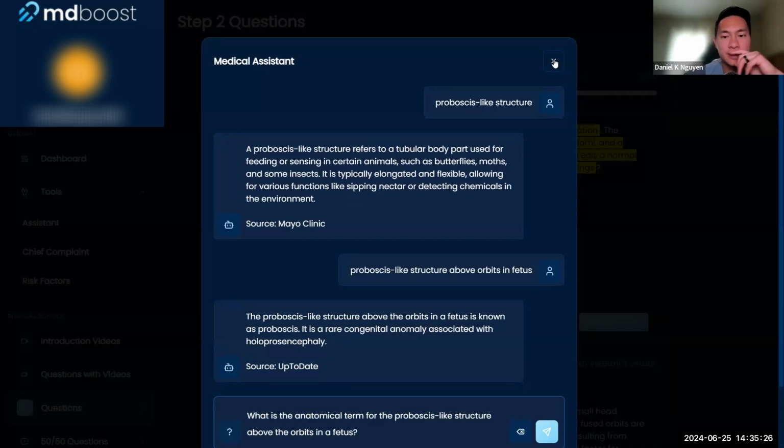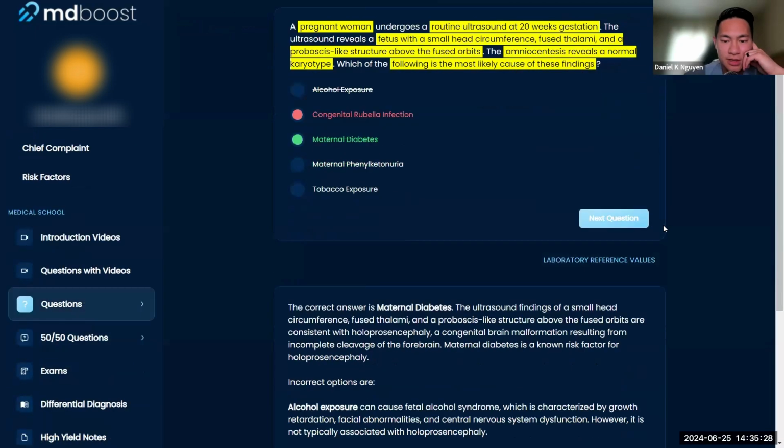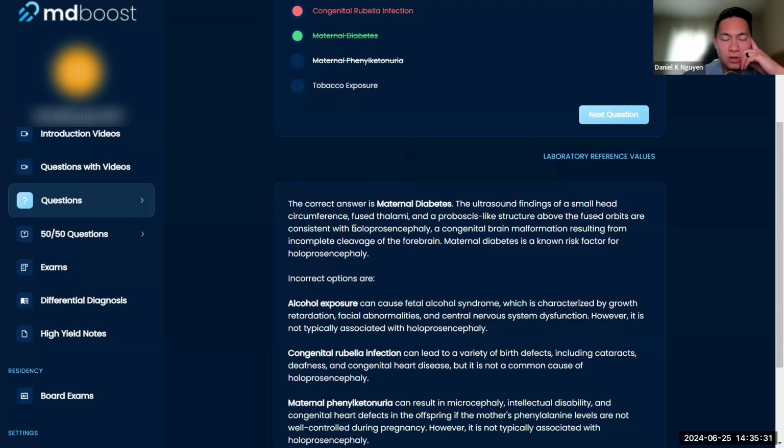Oh, holoprosencephaly. That's what it is. It's part of holoprosencephaly. That's what I was trying to figure out. Okay. So, holoprosencephaly, right? Congenital brain malformation, incomplete cleavage of the forebrain. So, they're not split. It's like the two hemispheres are fused, right?